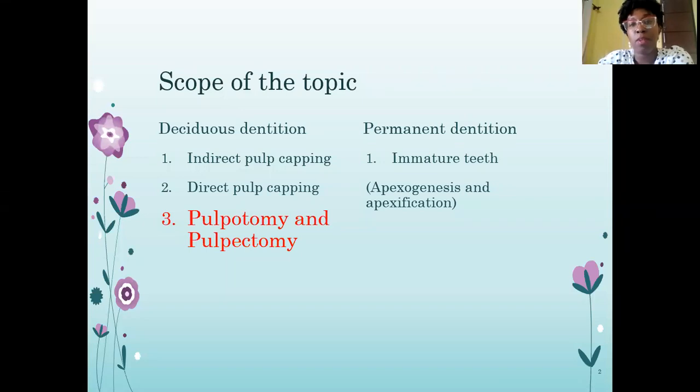Again, the scope of the topic, when you're looking at permanent dentition, is primarily in immature teeth, and that's where apexogenesis and apexification come in. So this is just the scope of the topic if you're looking at endodontics in pediatric dentistry. However, we'll be talking about pulpotomy and pulpectomies today.